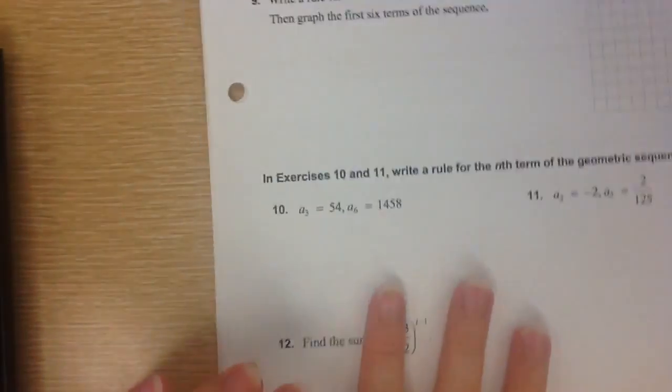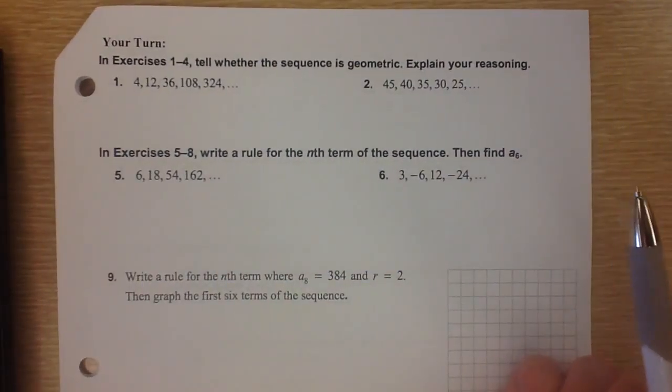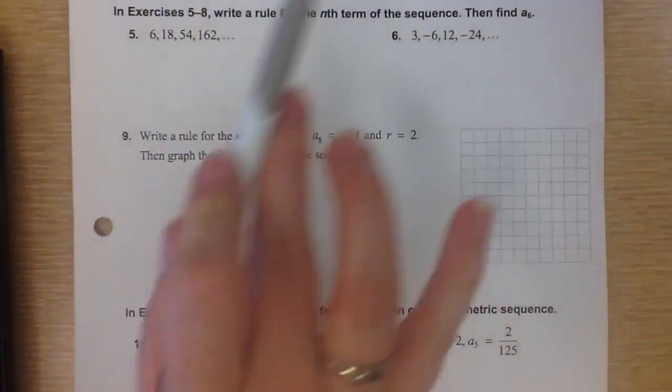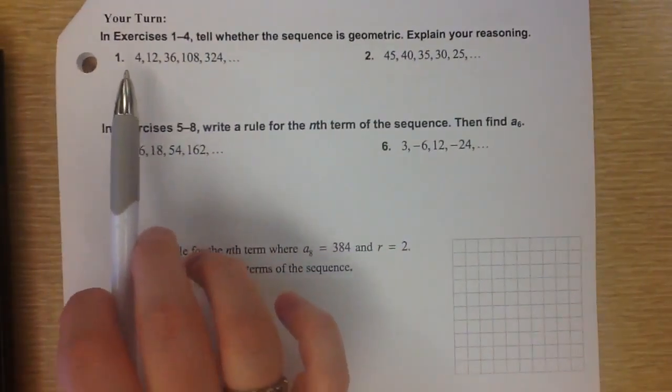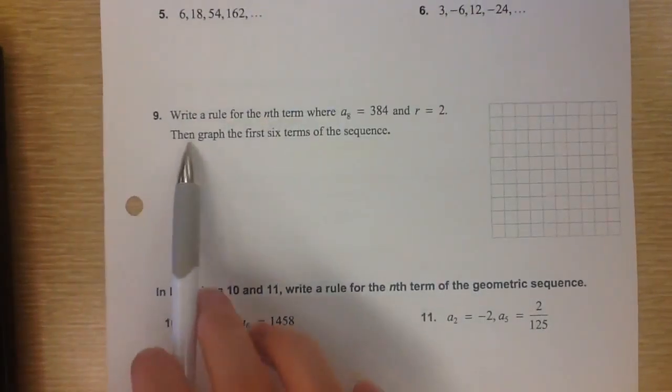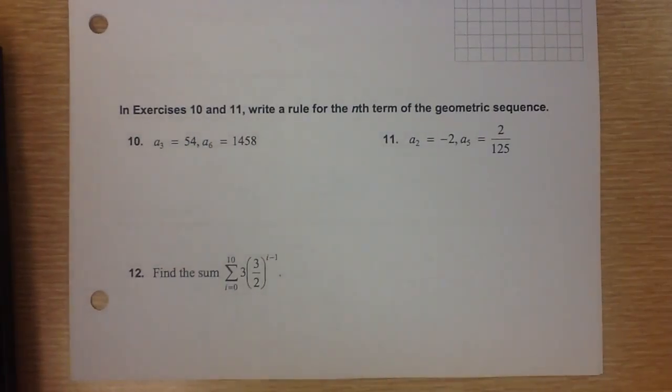Okay. Now if you turn over the page, you will see here there are some problems for your turn. I want you to do all of them. Again, there are not 12 of them. If you notice, there's a bunch of numbers missing. So do problems 1 and 2, 5 and 6, 9, 10, 11, and 12. Come to class ready to discuss.